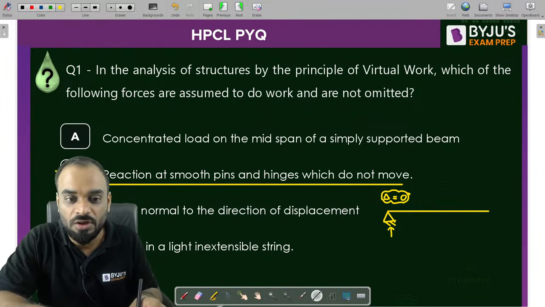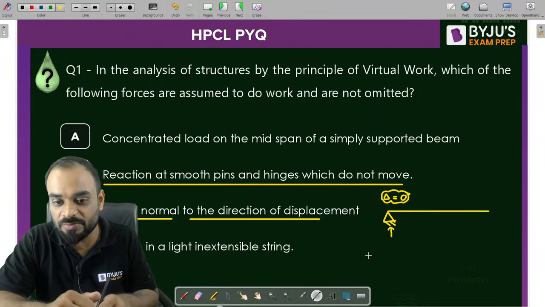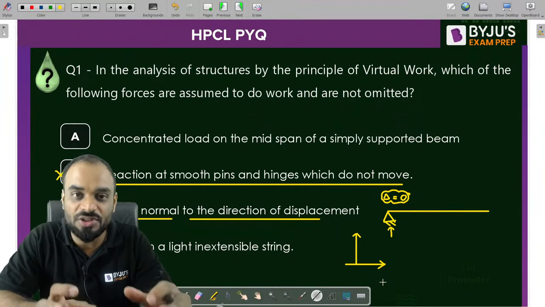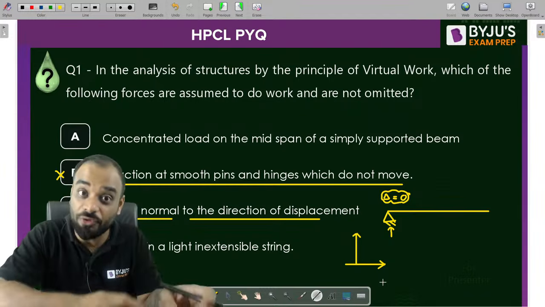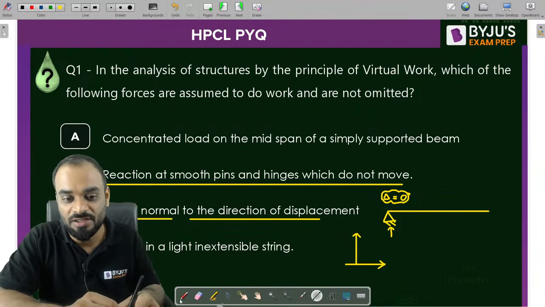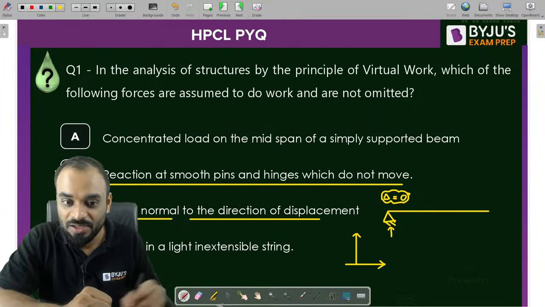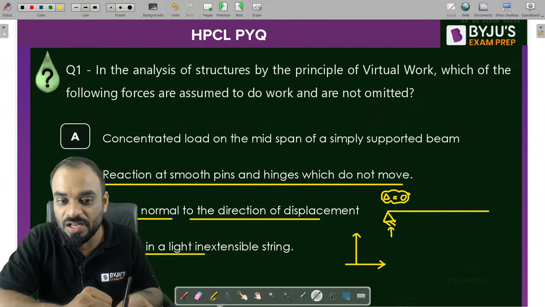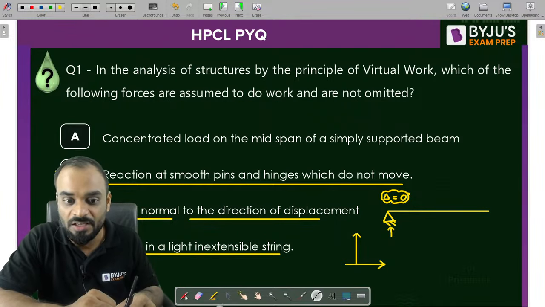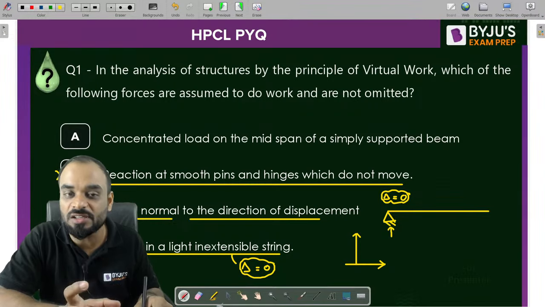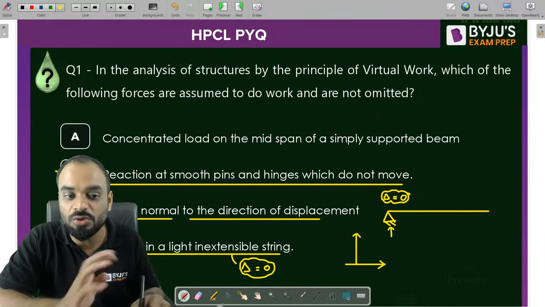Let's talk about the next one. Force normal to the direction of displacement. Now guys, this is your direction of force and this is the direction of displacement. Now you know that work done is force into displacement, but displacement should be in the direction of force itself, right? Then only you can take it. So again, this particular force will not do any kind of work. We need to remove this option, correct? Now if you talk about the last one, which is tension in the light inextensible string. Inextensible means it will not extend, right? That means delta should be equal to zero. If delta is equal to zero, again this condition will not do any kind of work. So you need to remove this option.